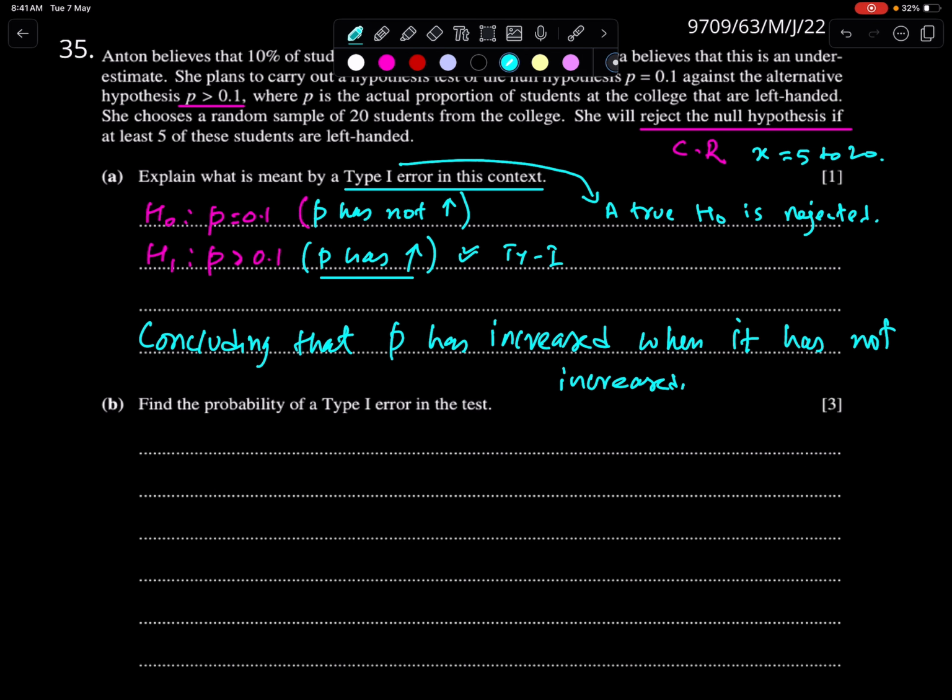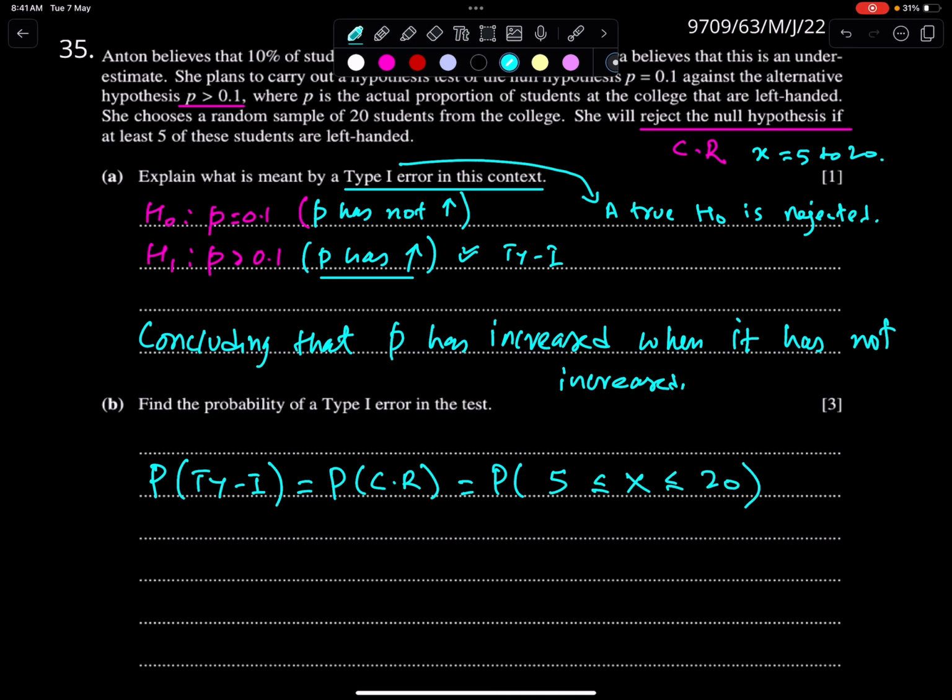Find the probability of a type 1 error. This is very simple. The probability of a type 1 error is the probability of the critical region. And the critical region for this question is x greater than or equal to 5, between 5 and 20 inclusive. So in binomial, we find this as 1 minus the numbers which are not in this list: 0, 1, 2, 3, and 4.